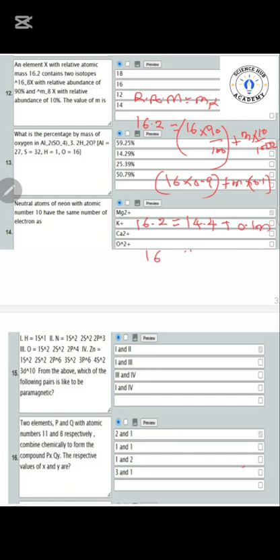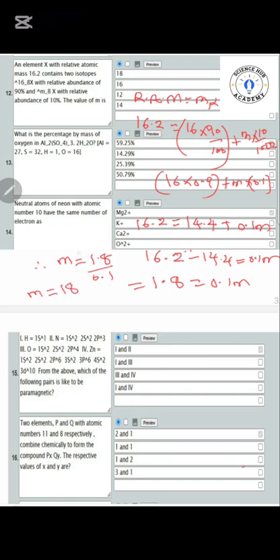So let's make that the subject of the formula. That gives us this equals 0.1 M. So what will this give us? This is going to give us 1.8 is equal to 0.1 M. Therefore, the value of M will be equal to 1.8 over 0.1. So M equals 18. So 18 is actually the answer for this. So the answer is 18 for number 12.